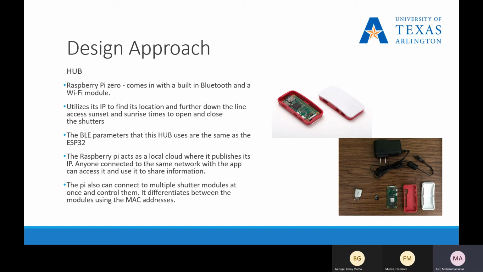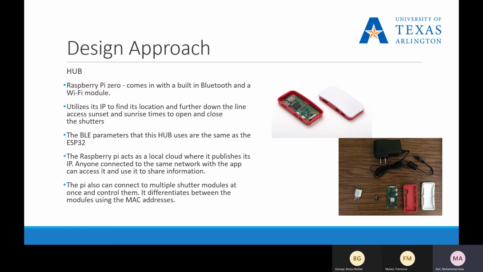These HTTP requests also trigger the Pi to send Bluetooth commands to our Shutter module, and the Pi sends meaningful ASCII characters, which are received by the ESP32 over Bluetooth. These characters are predefined in the code, where upon receipt, they perform tasks like open or close the shutter or move it to a certain angle. The BLE or Bluetooth Low Energy parameters that this hub uses are the same as the ESP32, and we're going to talk more about that in the next slide.